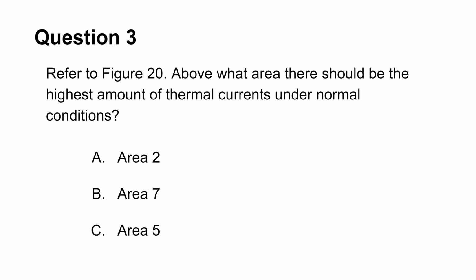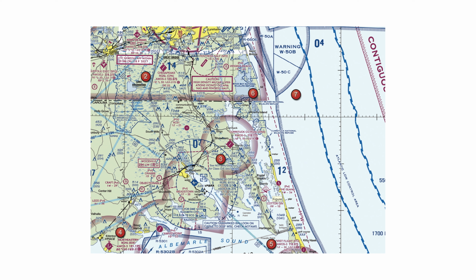The next question wants to know which areas on the map will produce the most amounts of thermals. Remember, a thermal is an updraft air current typically produced by barren terrain or sand. We also know that areas with a lot of water are poor sources of thermals and typically cause downdrafts. Looking at the map, we can see that areas 5 and 7 are both located above the water, which is unlikely to cause a thermal.